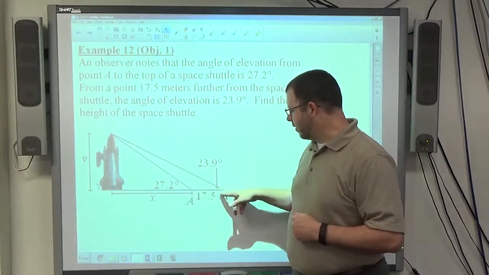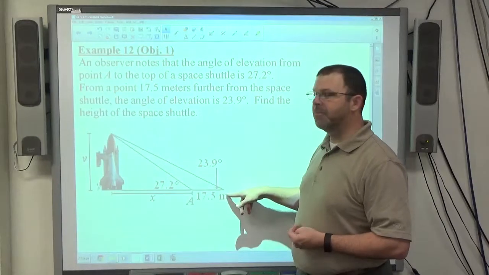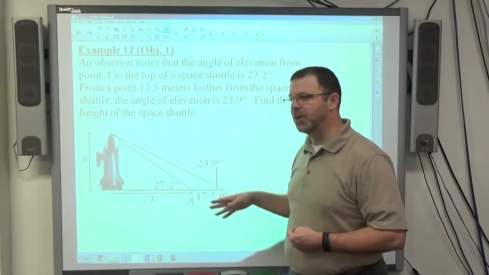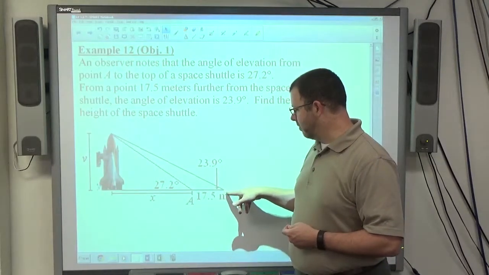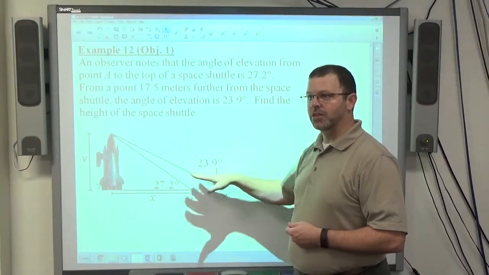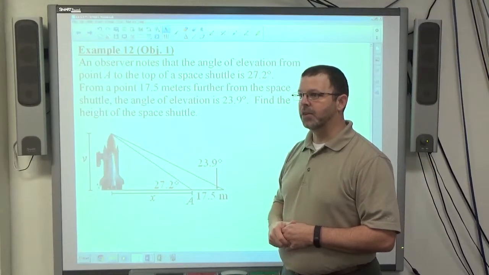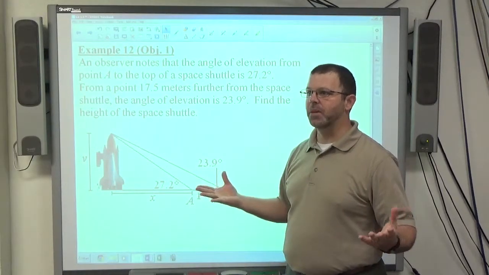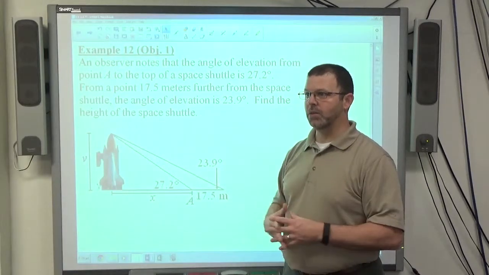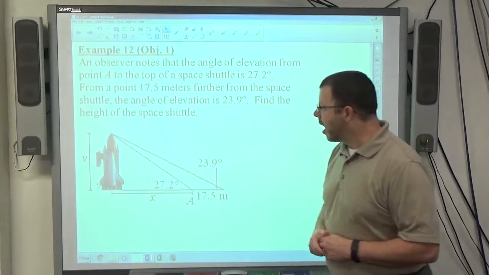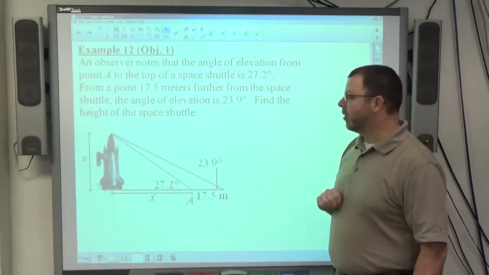Then I can measure off a specific distance, in this case 17.5 meters further away, because I can get further away from the space shuttle, I probably can't get closer, and mark that off and determine the angle of elevation there. So this is all stuff that anybody could figure out. If you want to find out how tall something is and you have limited access to it, you still have the ability to figure this out. We want to find out how high the space shuttle is.